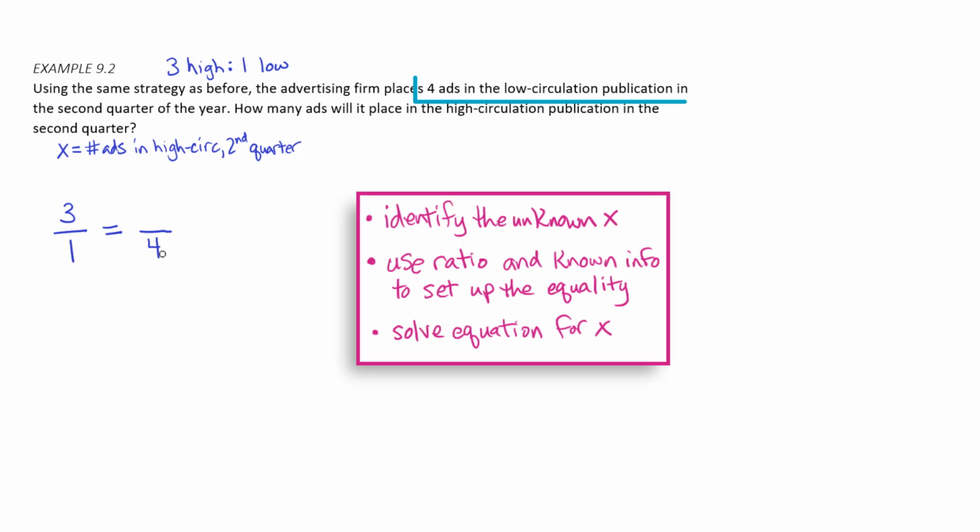So if they placed 4 ads in the low circulation publication in the second quarter of the year, then we need to know by this ratio, how many did they place in the high circulation, which goes on top. So cross multiply, I'm going to go the other way this time because it really doesn't matter. 1 times x, I'm going to follow the math convention by simply writing that as x. We have that equal sign that's still there. To finish cross multiplying, we multiply this 4 by 3, and we get 12.